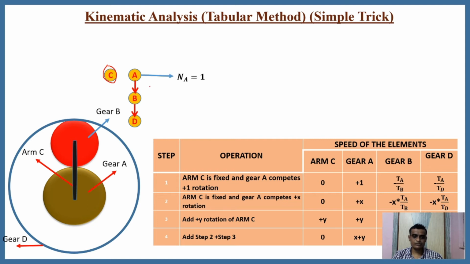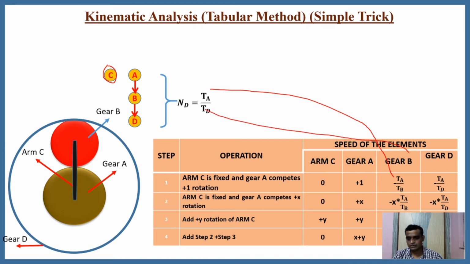Again NA is equal to plus 1, that's why NB is equal to TA upon TB, and ND is equal to TA upon TD. Just try to understand, I'll rewind. NB is equal to TA upon TB, ND is equal to TA upon TD. Here you have to consider their directions.